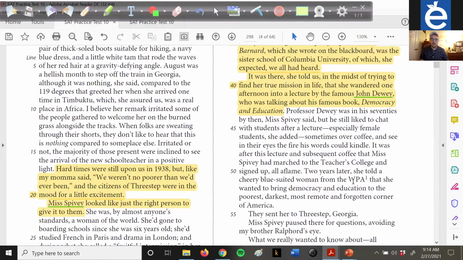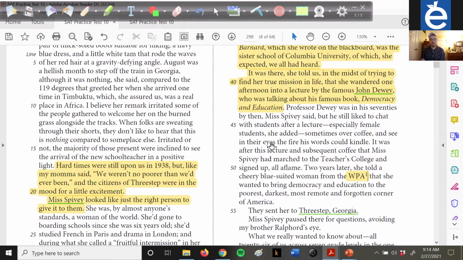Two years later, she told a cheery blue-suited woman from the WPA that she wanted to bring democracy and education to the poorest, darkest, most remote and forgotten corner of America. They sent her to Three-Step, Georgia. Okay, some more information about Three-Step, Georgia. And if we're curious, we might be like, okay, well, what's the WPA? Of course, we've got a footnote here.